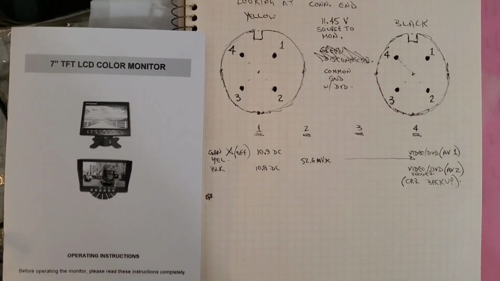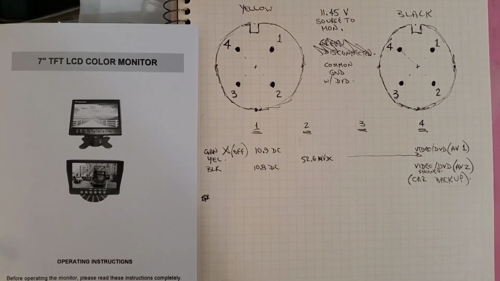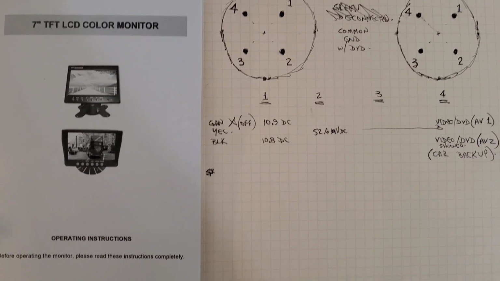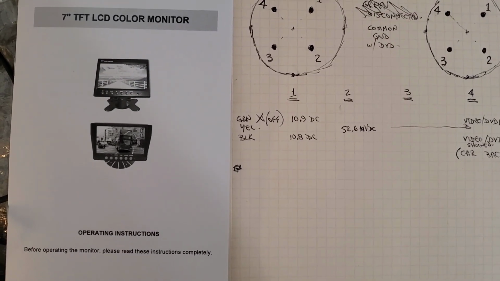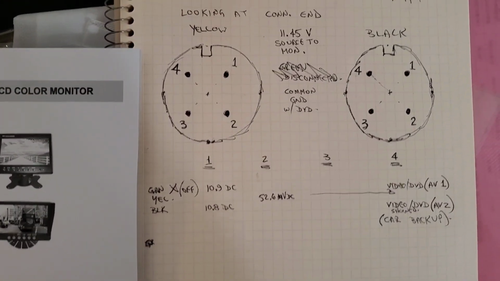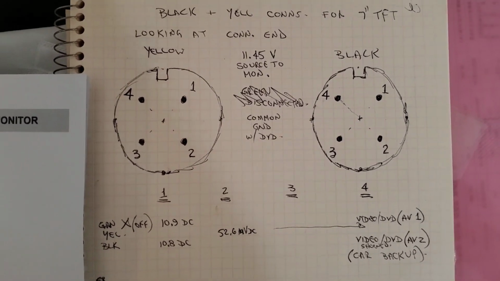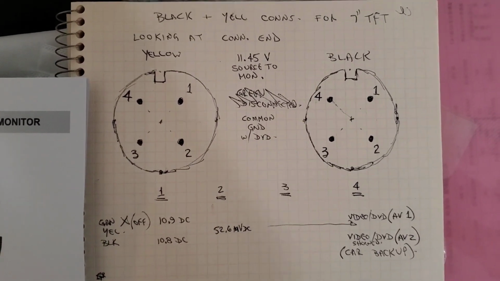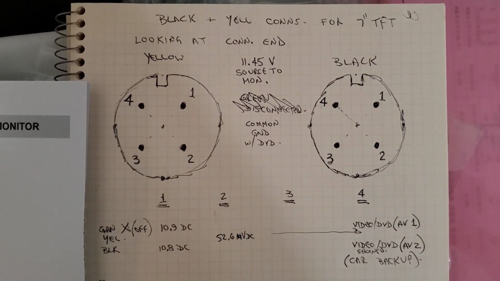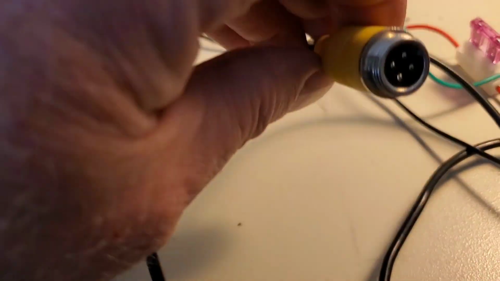This is a quick video about the 7-inch TFT LCD color monitor I bought from DB Electrical. It's supposed to be for a tractor. Nobody seems to know what tractor it's for. And it was difficult to get, I couldn't find a connector for it. So this is what the connectors look like.